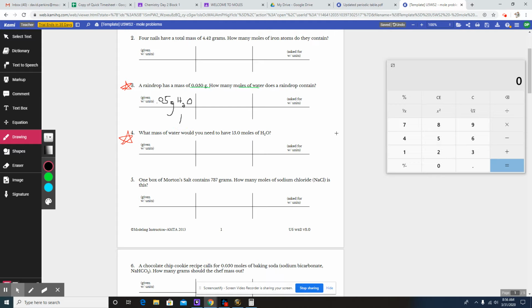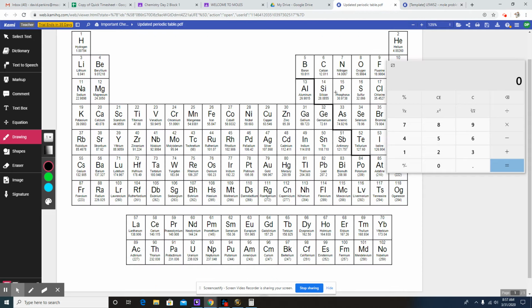All right, so now I need my conversion factor, right? I need to figure out how many grams are equal to 1 mole of H2O. You can read that. How many grams of H2O equal 1 mole? So we go back to our periodic table.